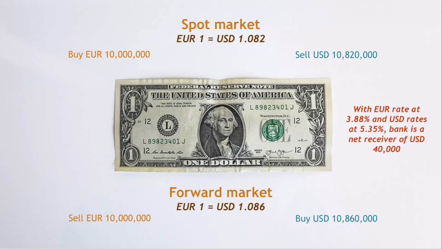while the 3-month forward is €1 buys you 1.086 US dollars. In the forward module, we illustrated that the forward rate was based on the ratio of the interest rates in the respective currencies. Euro rates were 3.88% and dollar rates were 5.35%. The intuitive way to think about this is to see that the bank has borrowed the lower interest rate currency, euros, and lent the higher interest rate currency, dollars, and so in effect is earning that differential between the two currencies.